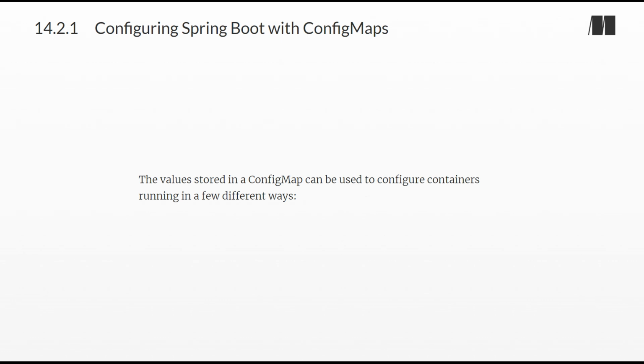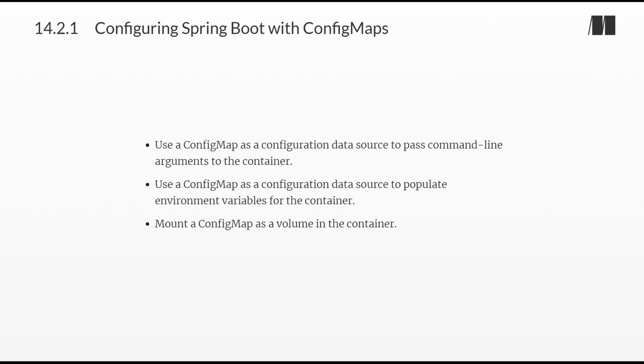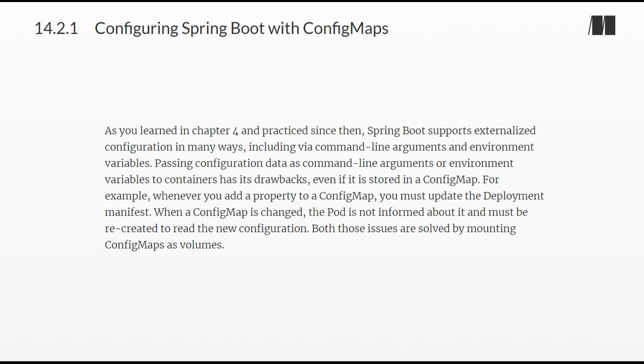The values stored in a config map can be used to configure containers running in a few different ways. Use a config map as a configuration data source to pass command line arguments to the container. Use a config map as a configuration data source to populate environment variables for the container. Mount a config map as a volume in the container. As you learned in Chapter 4 and practiced since then, Spring Boot supports externalized configuration in many ways, including via command line arguments and environment variables.